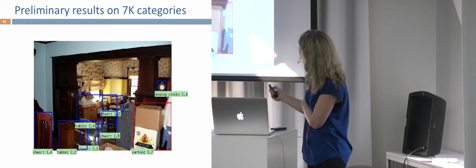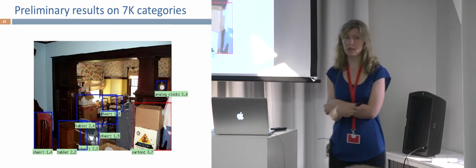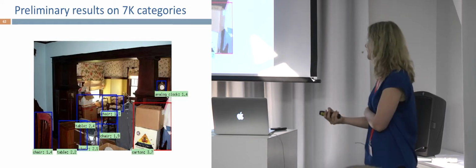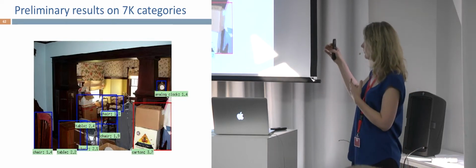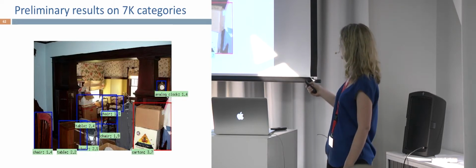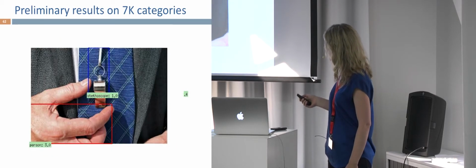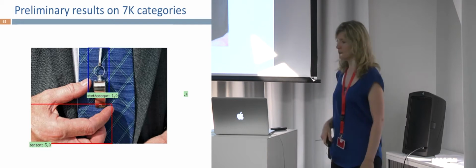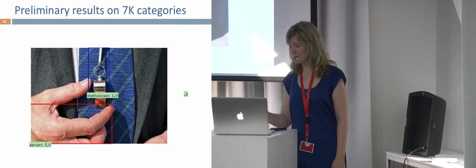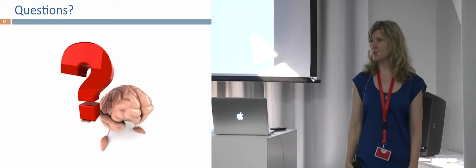This is a very cluttered scene. Analog clock, carton, chair, chair, table, chair, table, chair. Obviously, it doesn't have training data for the exact kinds of objects that we see here, so sometimes it just will get the closest object that it has in its training data. Stethoscope and person. Okay, I'll just end here. If there are any questions, please ask.